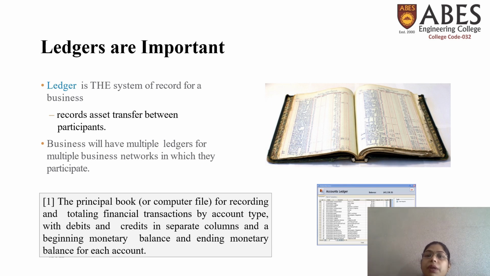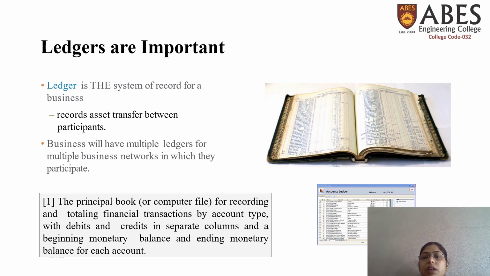A similar way is maintained in the blockchain. Blockchain is also maintaining each and every big or small transaction, big or small entry, whatever is happening to that particular application for which the blockchain has been implemented, right? That particular block is going to record each and everything. So a business will have multiple ledgers for multiple business networks in which they participate, right?